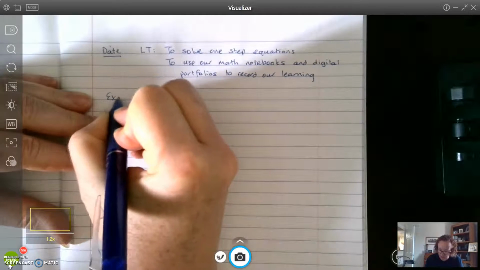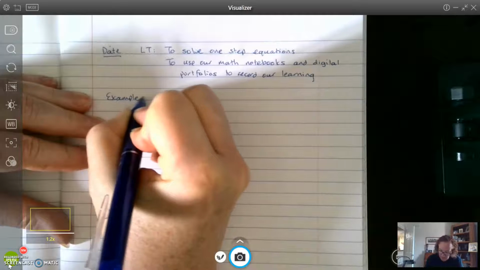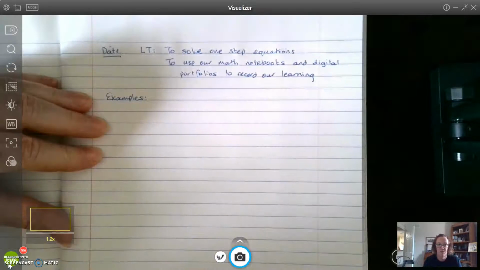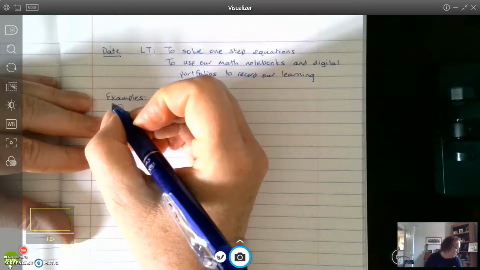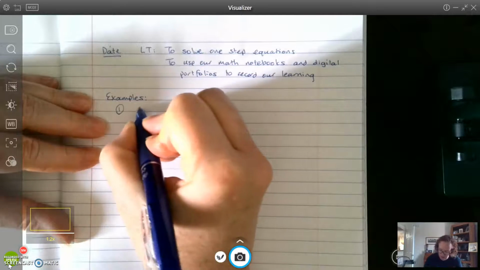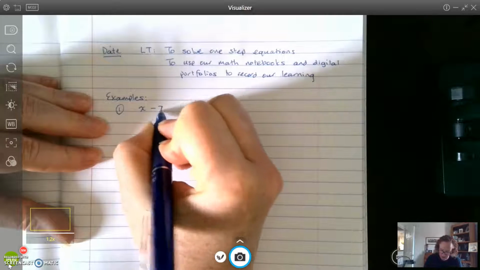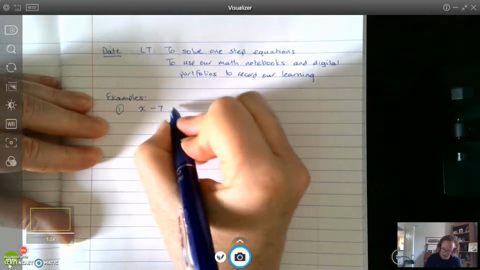We are going to start with a few examples. The importance of the examples is that it reminds you how to do these problems, but also that it shows you what my expectations are in terms of how you're showing your work. So example number one, we're just going to do a very straightforward one-step equation. So I've got x minus 7 equals negative 6.